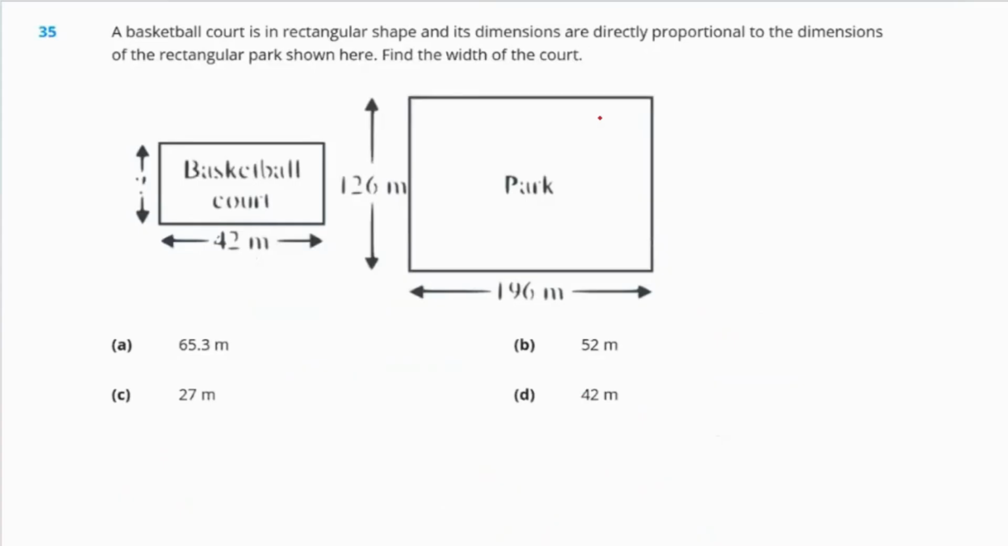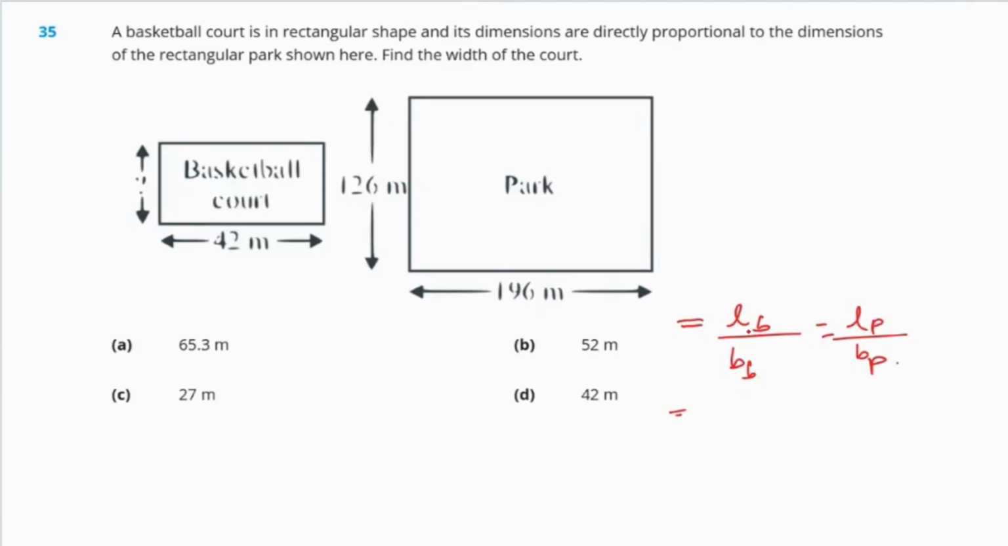A basketball court is in the rectangular shape and its dimensions are directly proportional to the dimensions of the rectangular park shown here. Find the width of the court. So here you can see a basketball court and a park, and they are saying the dimensions, that is the length and breadth, are directly proportional. Directly proportional means we can write length of basketball court by breadth of basketball court is equal to length of park by breadth of park. When it is in proportion, we can write like this.